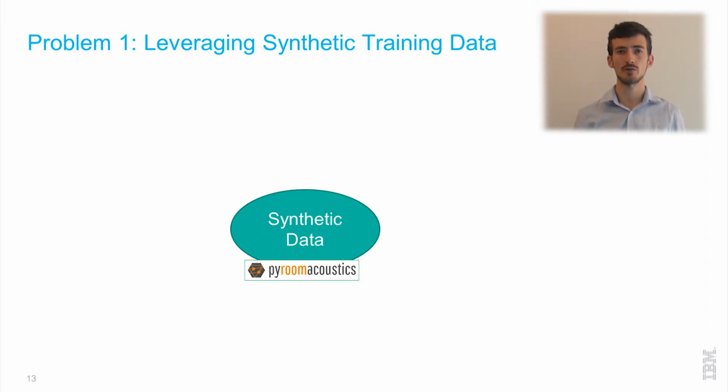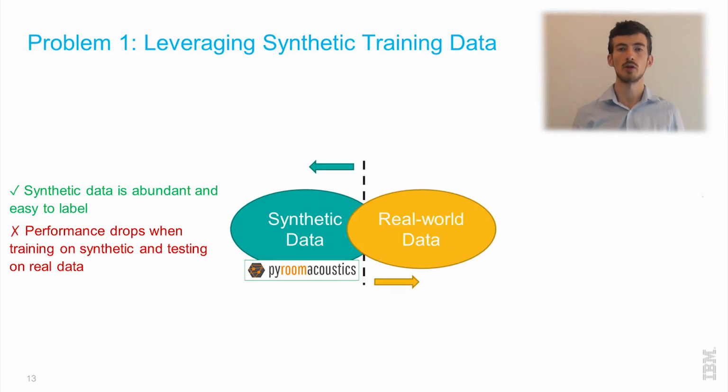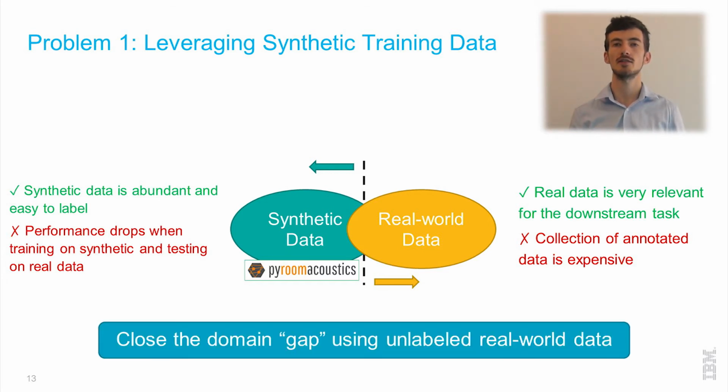The first thing we are interested in is to leverage synthetic training data. On the one hand, synthetic data is really easy to generate together with labels, but once we train a system on synthetic data, we observe a significant drop of performance when tested on real data. On the other hand, real data is very relevant for the downstream task because it shares similar acoustic conditions, but collecting real-world annotated data is very expensive. The solution is to close the gap between real and synthetic domains by using unlabeled real-world data.